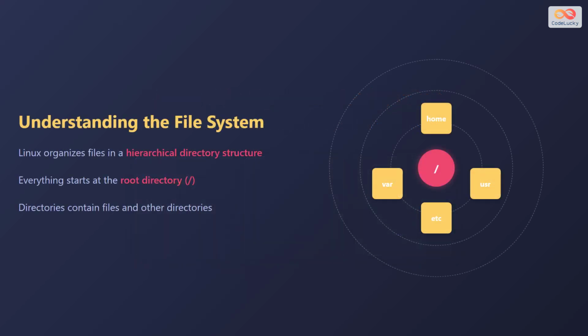Linux organizes files in a hierarchical directory structure, much like a tree. Everything starts at the root directory, represented by a /. This is the base of the entire file system. Directories can contain files, as well as other directories, creating a nested structure. This slide visually represents how the file system is laid out, starting from the root and branching out to other directories such as home, user, etc., and var.